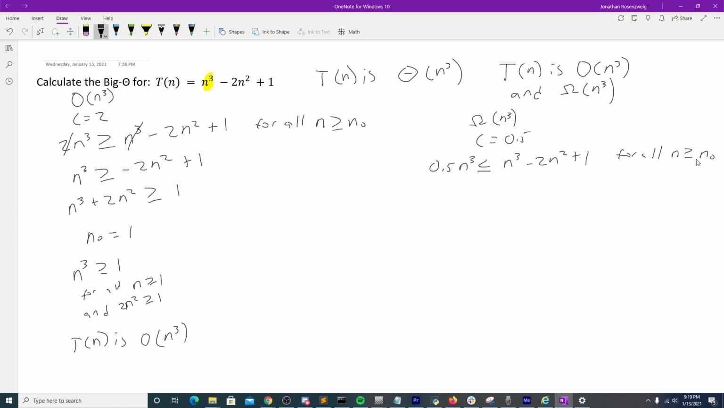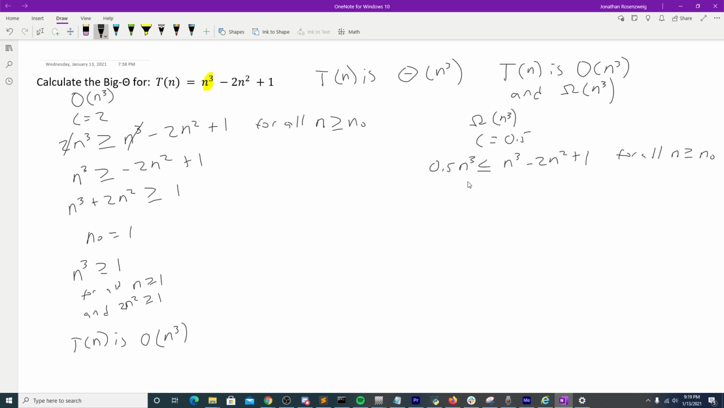For all n greater than or equal to some n naught. So the difference between O of n and omega of n is that you're choosing a c value that makes f of n a lower bound for t of n, and in the other case you're choosing a c value which makes this expression an upper bound for t of n. But other than that, the proof is identical other than the inequality.